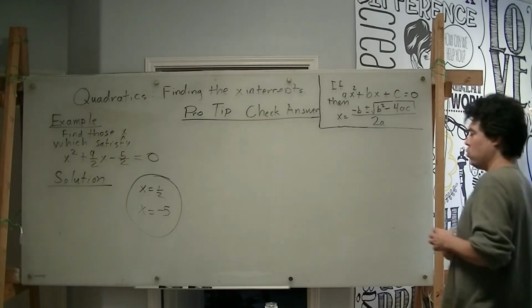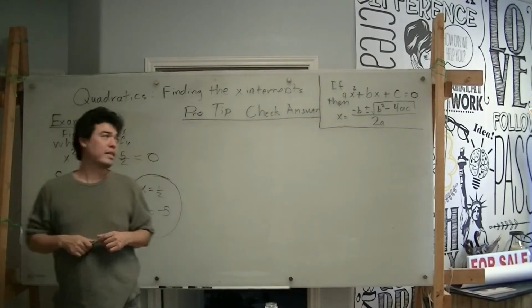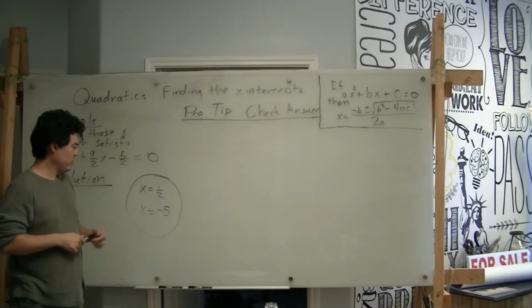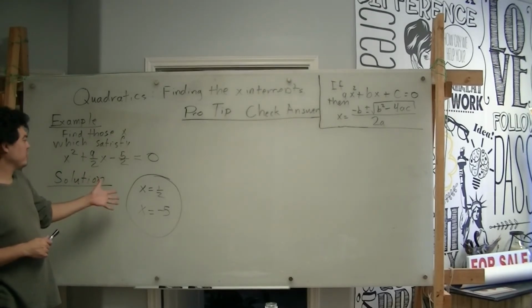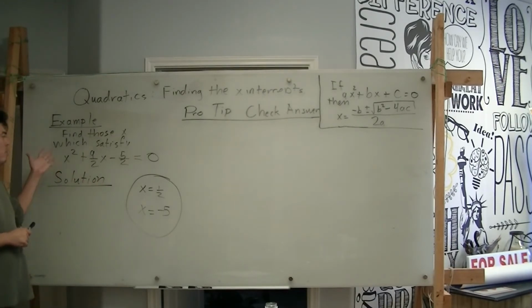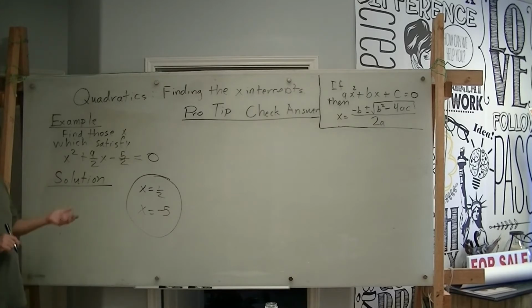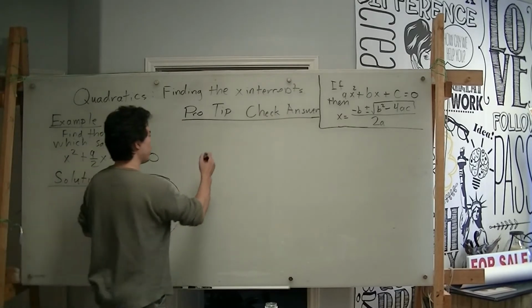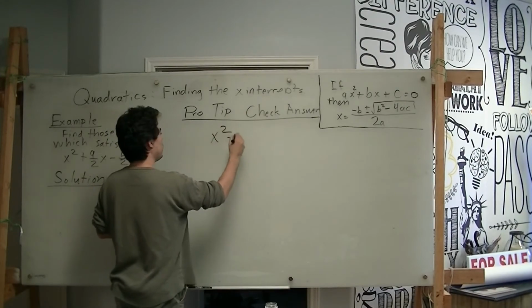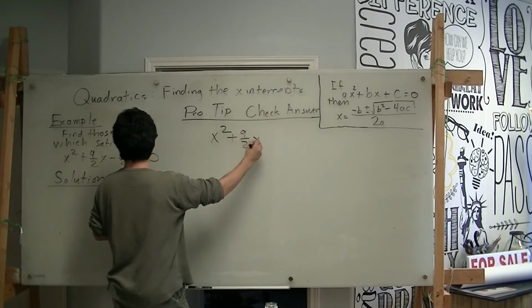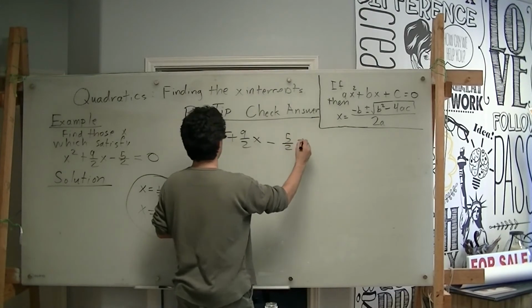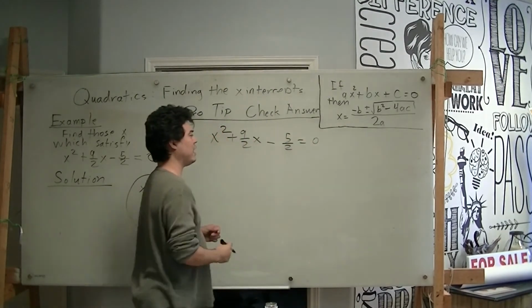Now we mustn't forget one of the habits I want you guys to develop, and that is our pro tip: check your answer. So we got these x-intercepts when we were solving this equation, and what I'm about to do is check them to make sure that we got the right answer. I want you guys to get into this habit also, because every single one of us is prone to make a mistake, and this is a way of avoiding that. Okay, so our equation is x squared plus 9 halves x minus 5 halves equals 0. This is what we want to test.